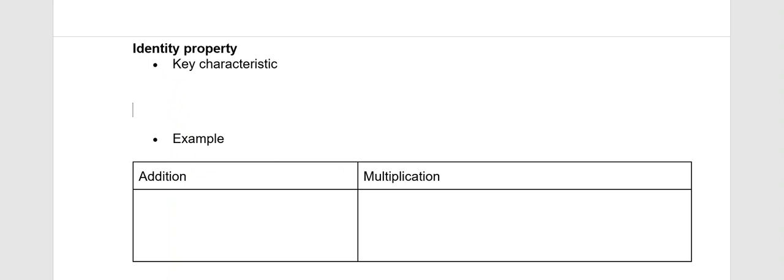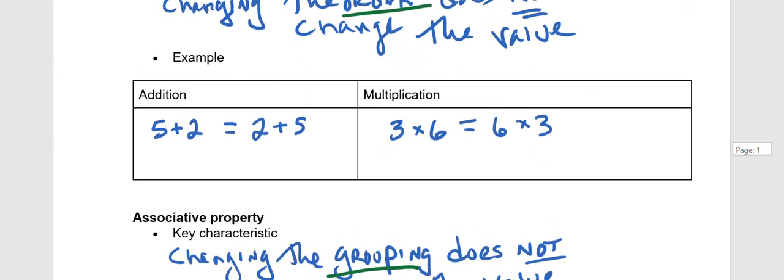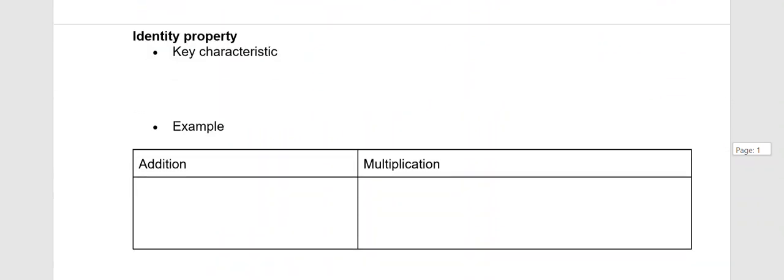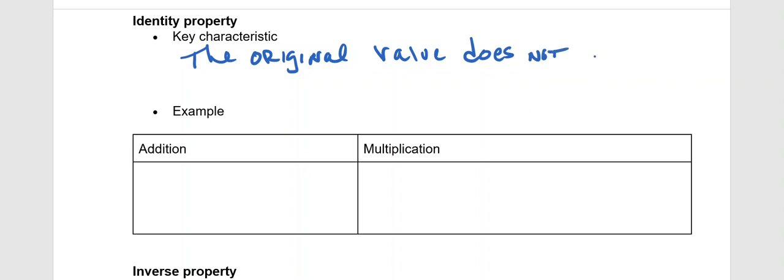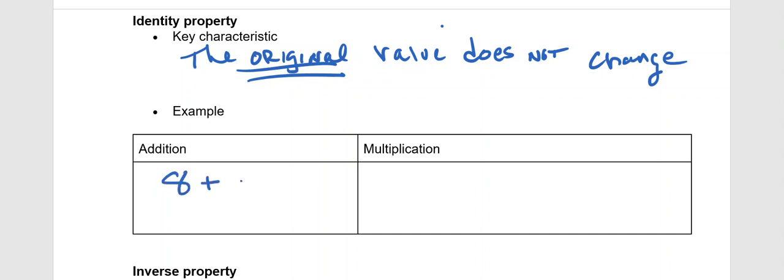As I said, the earlier two properties looked very similar with addition and multiplication. So here we're going to begin to see these properties look a little bit different. The key characteristic with identity is that the original value does not change. Okay? So that's really key here. The original value does not change. For example, if I start with the number 8, and because of addition I want to add something to it, what will I add to it so that I still get the same value of 8? That seems pretty obvious. 8 plus 0. Okay, so that's key right there.